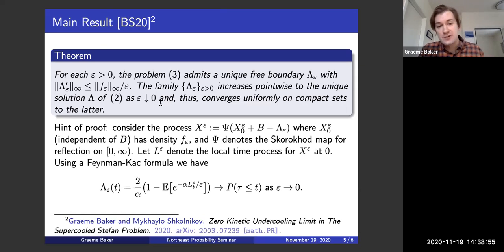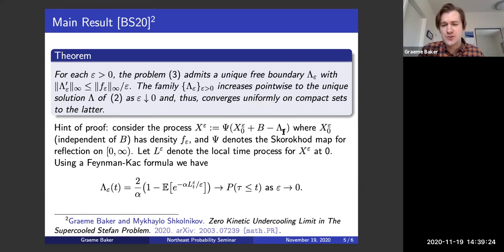And then from that original problem, under our assumption with the initial distribution, we have continuity. And so because we're increasing pointwise to this continuous function, we get uniform convergence on compact sets to the latter. So this is a probability seminar, and this looks like a lot of PDEs, but I swear there's probability under the hood. So let's look at a hint of the proof.